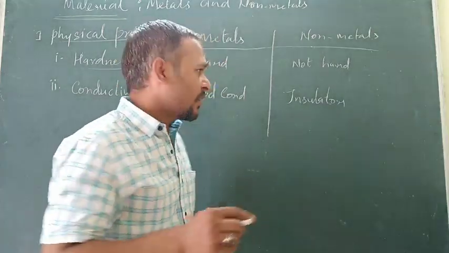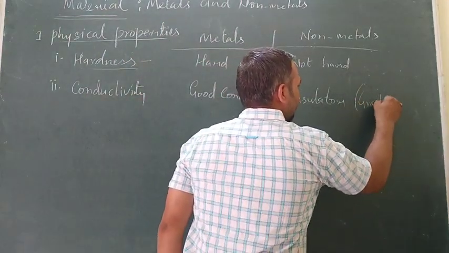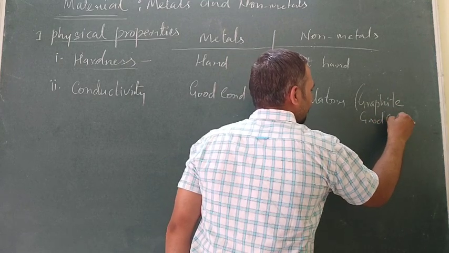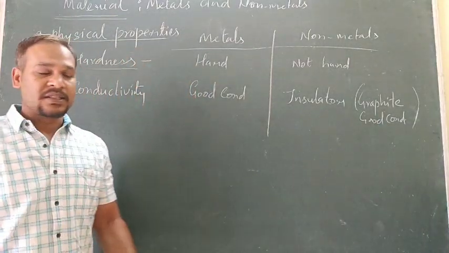electricity, but one exception is there, that is graphite. Graphite, being a non-metal, is a good conductor. Sometimes this question is asked in the exam.